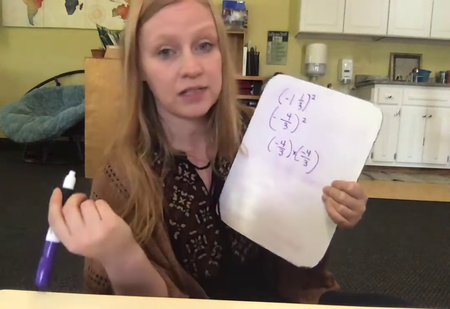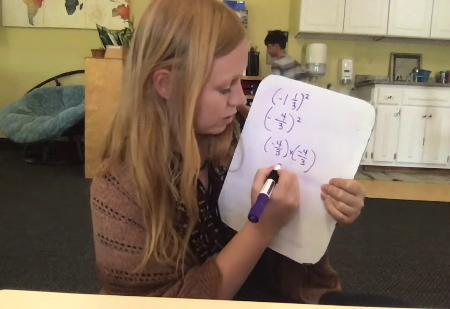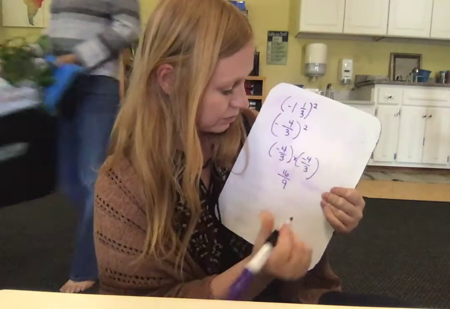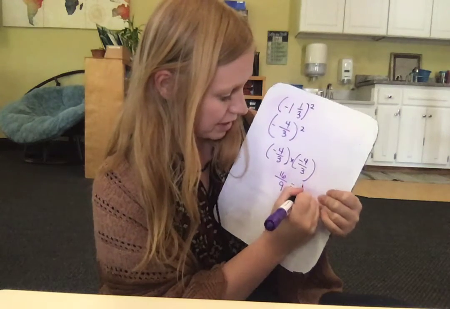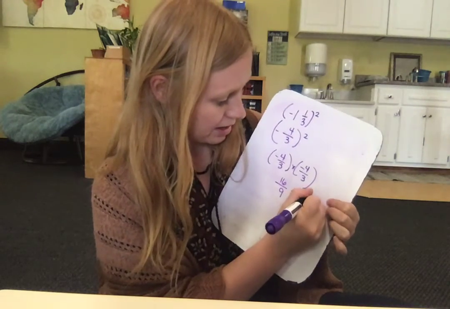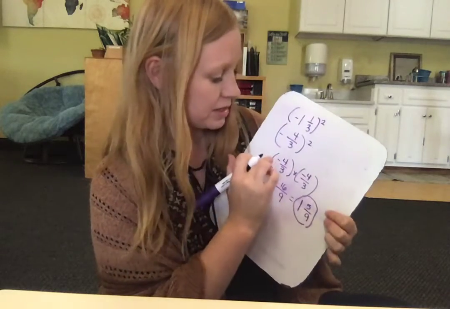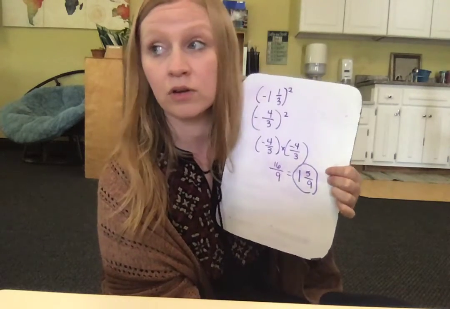Okay, so if we expand this, it's negative 4 thirds times negative 4 thirds. We have a negative times a negative, and that's going to give us a positive. So 4 times 4 is 16. 3 times 3 is 9, which equals 1 and 5/9. It's positive because it's a negative times a negative.